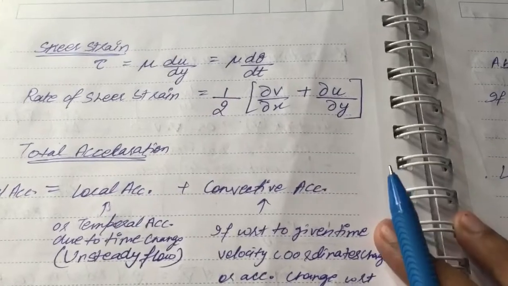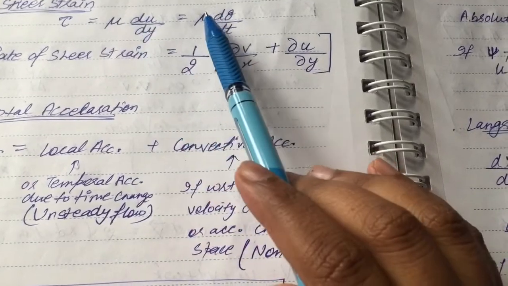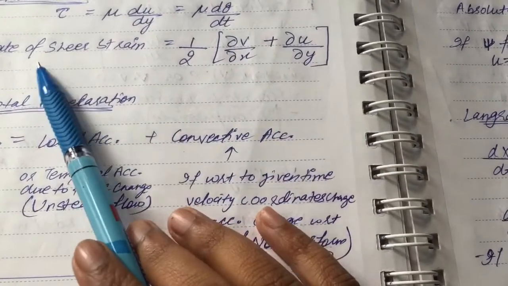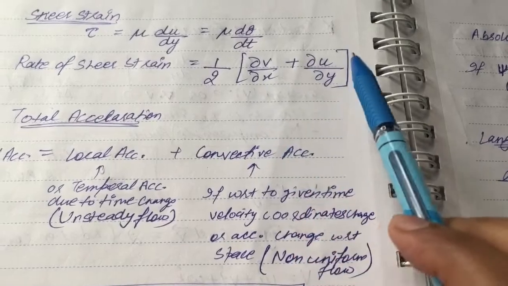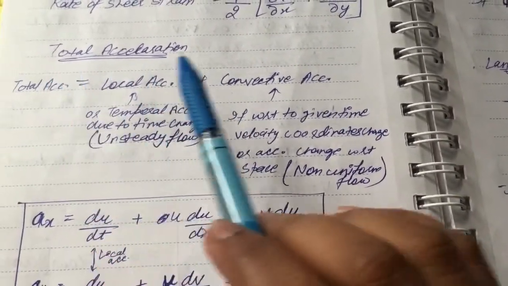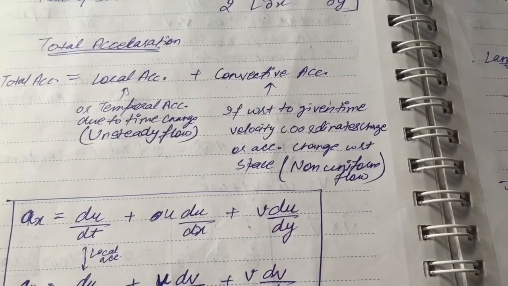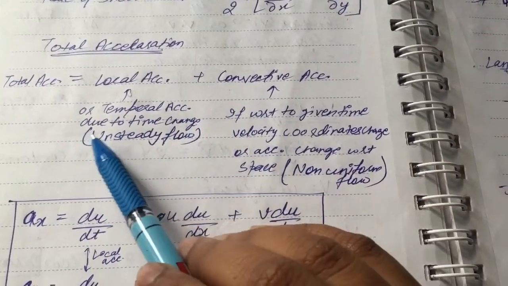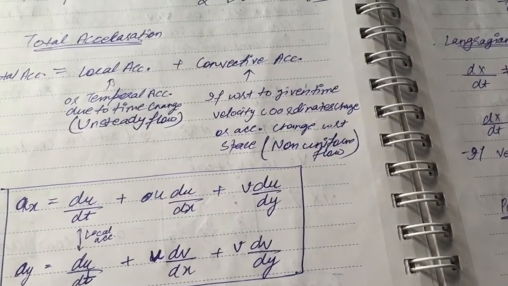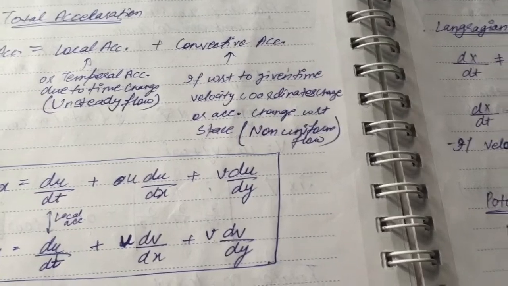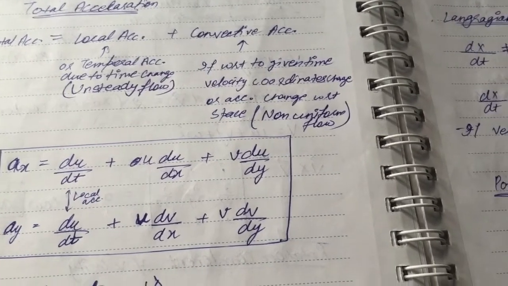Next we have shear stress, which, as we know, is tau equal to mu du/dy, and it is equal to mu d theta/dt. So the rate of shear strain we can calculate from there is 1/2 of del v/del x plus del u/del y. Total acceleration is equal to local acceleration plus convective acceleration. Local acceleration is also called temporal acceleration, due to time change, and is for unsteady flow. And convective acceleration is when, at a given time, velocity changes with respect to space. It is for non-uniform flow.